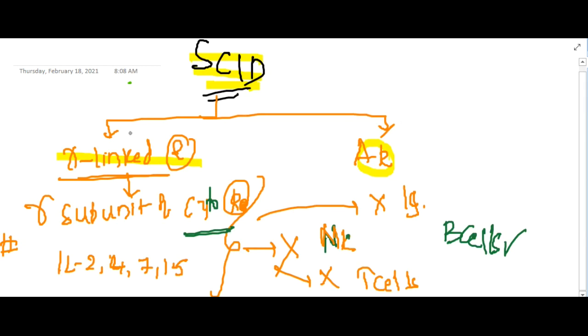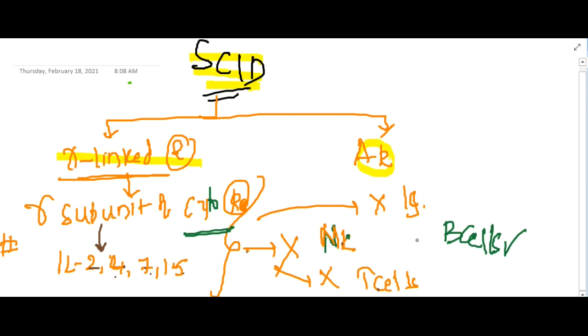If it occurs due to X-linked recessive disorder, this is due to defect in gamma subunit of cytokine receptor. Normally, this gamma subunit of cytokine receptor will code for interleukin 2, 4, 7 and 15, which are responsible for NK cells and T cells production. But whenever there is defect in the gamma subunit of cytokine receptor, these interleukin 2, 4, 7, 15 are defective. Thus there are no NK cells and there are no T cells, right?